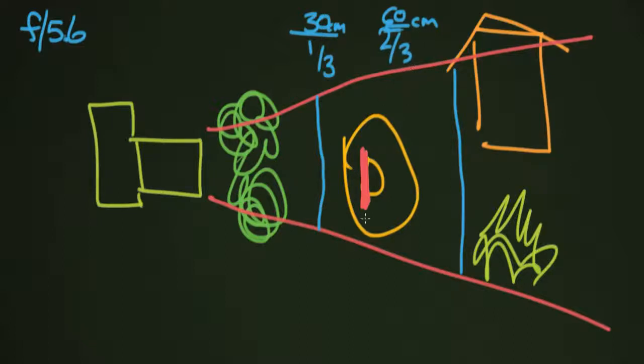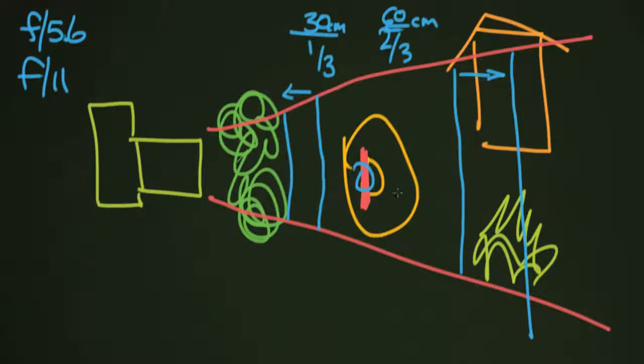And if you were to move up to f11, this 1/3, 2/3 relationship would stay the same, but the lines that define it would move back and forward. So it would move forward by 1/3 and it would move back by 2/3, with the focus point staying here on the face of your subject as long as they're not moving.